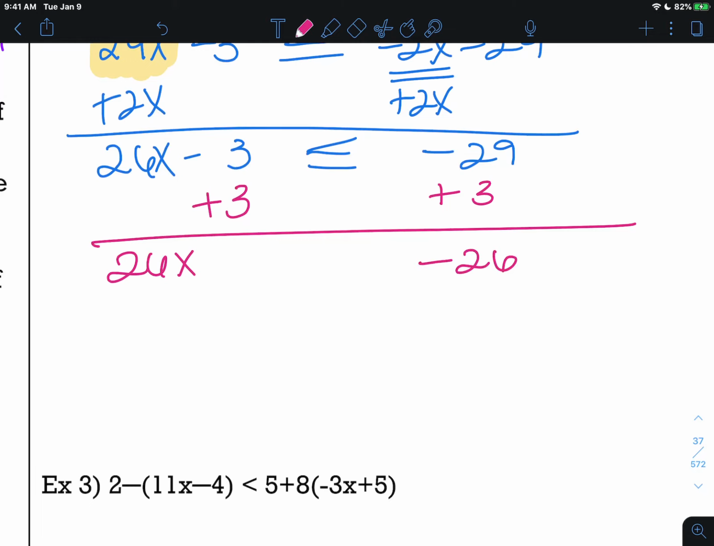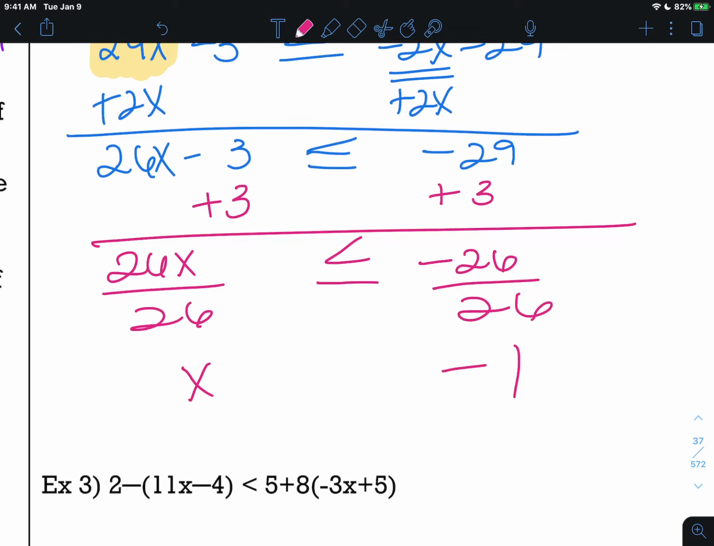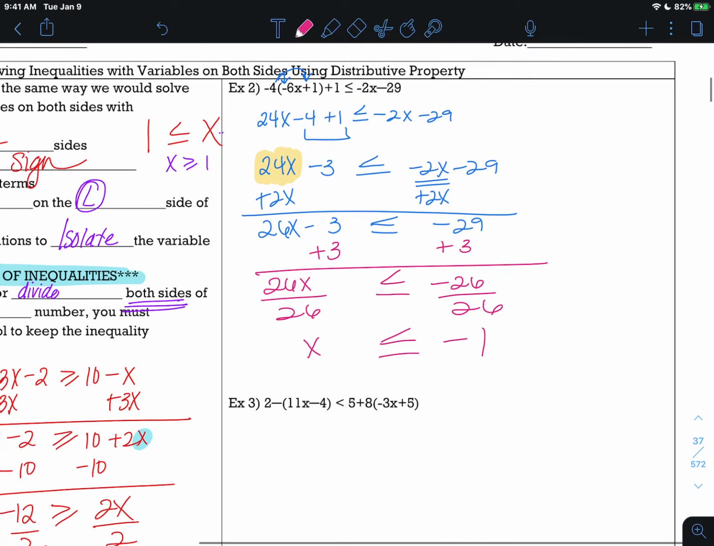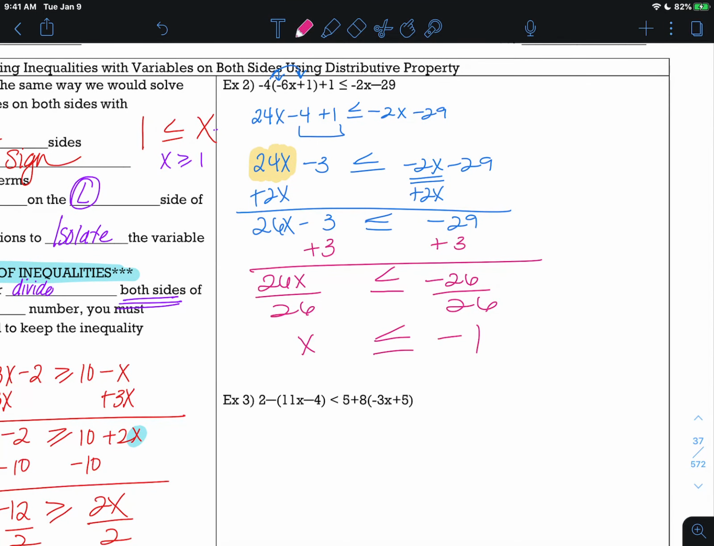And I ended up with this. Did I multiply or divide by a negative number? No. So my symbol stays the same. Divide by 26, my great divide. And I get x has some kind of relationship to negative 1. The symbol does not change because I didn't multiply or divide by a negative number. Okay? So, that was nice and simple and easy.